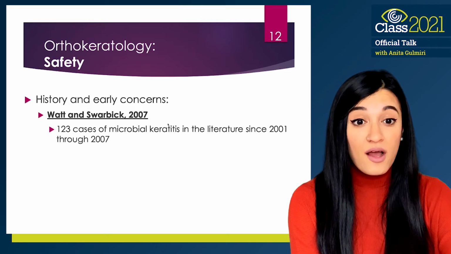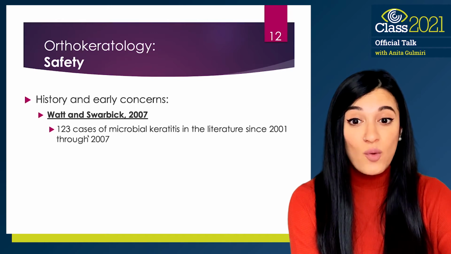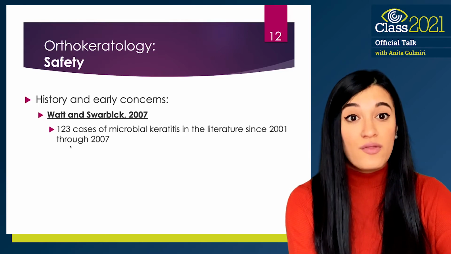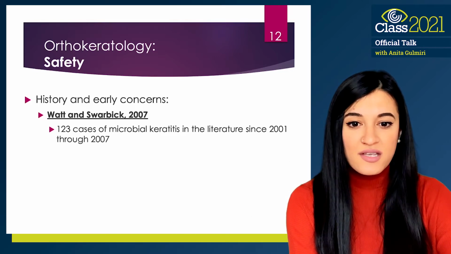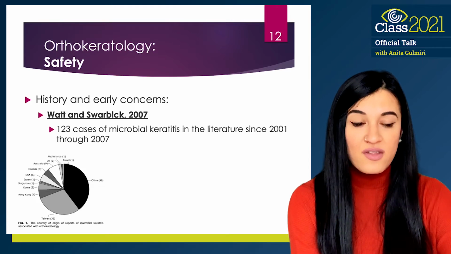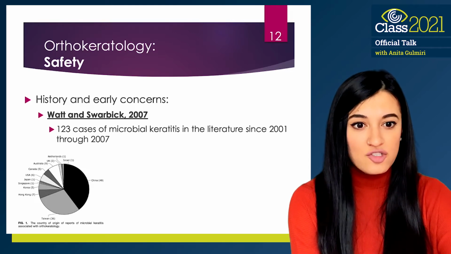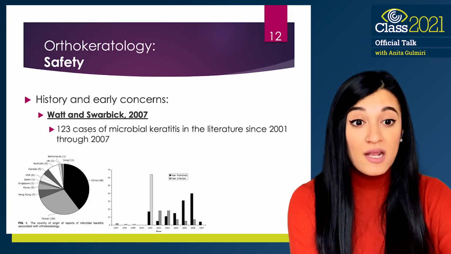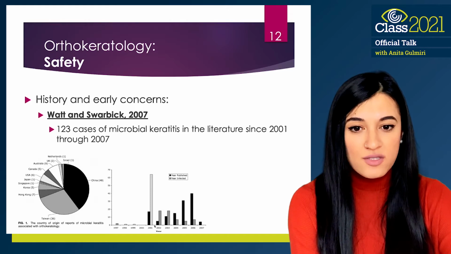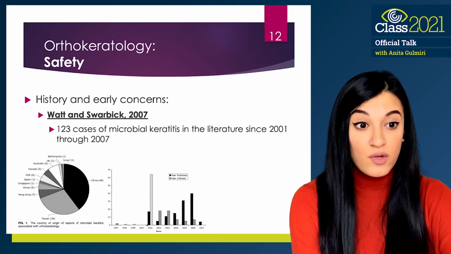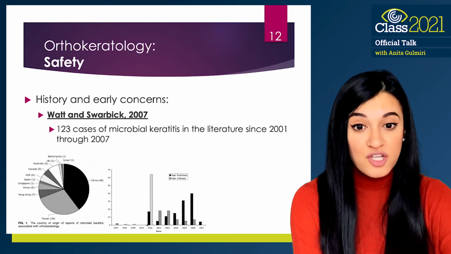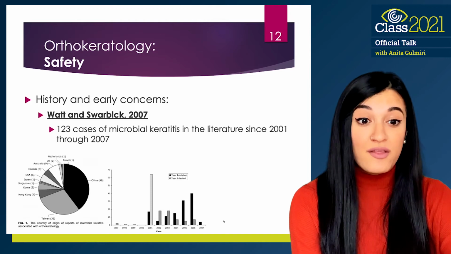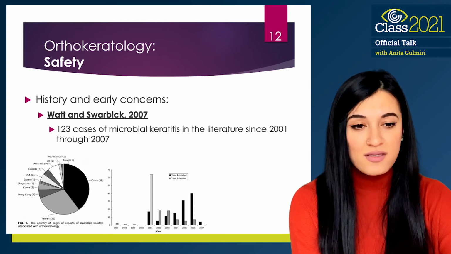Watt and Swarbrick did an analysis of 123 cases of microbial keratitis in the literature since 2001 through 2007. And you can see from this first pie chart here that most of the number of these cases were from East Asia. And then from this graph here, you can see the peak number of these cases were from 2001. So these bars differentiate here the year in which the case reports of microbial keratitis were published, which is the black bars, versus the year that the cases actually occurred, which is represented by the gray bars. So the peak occurrence was in 2001.